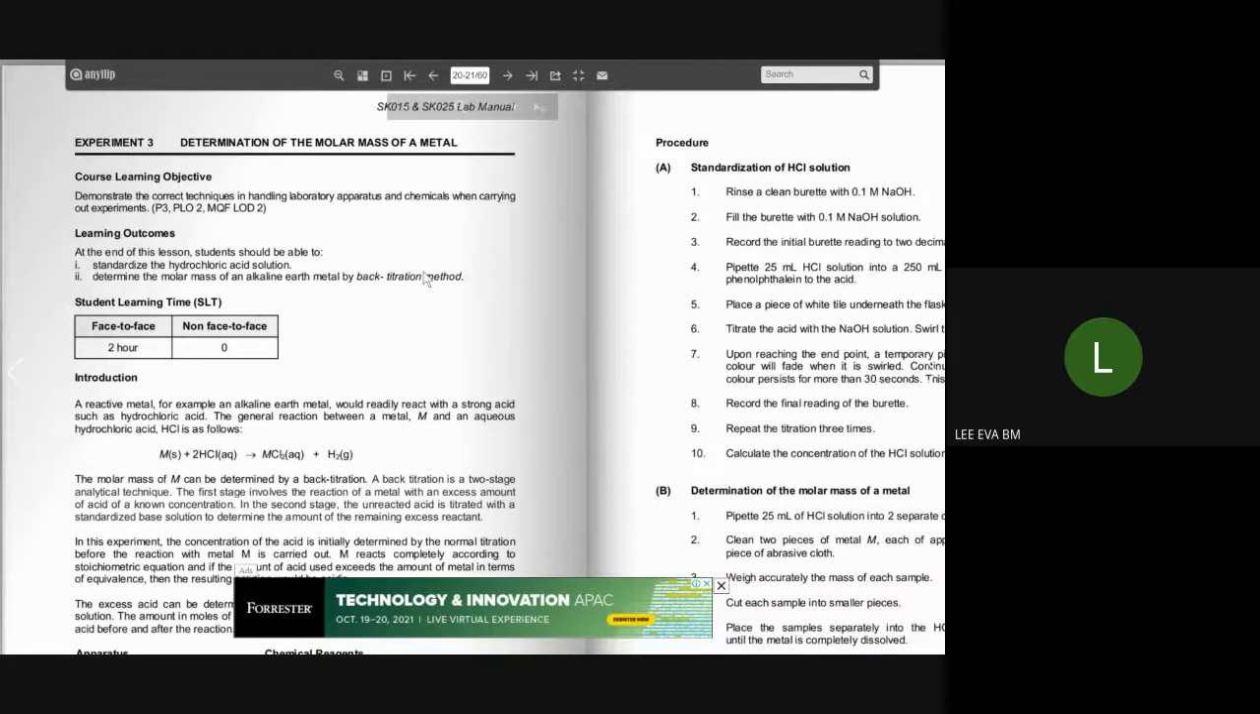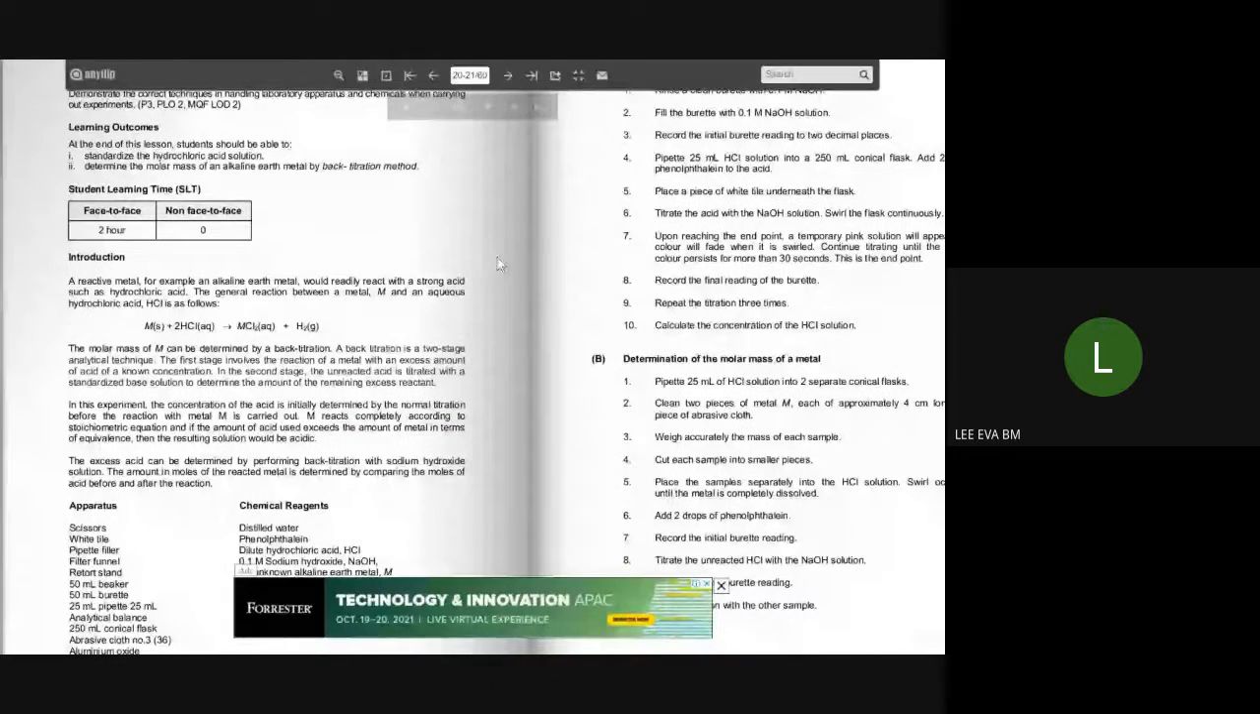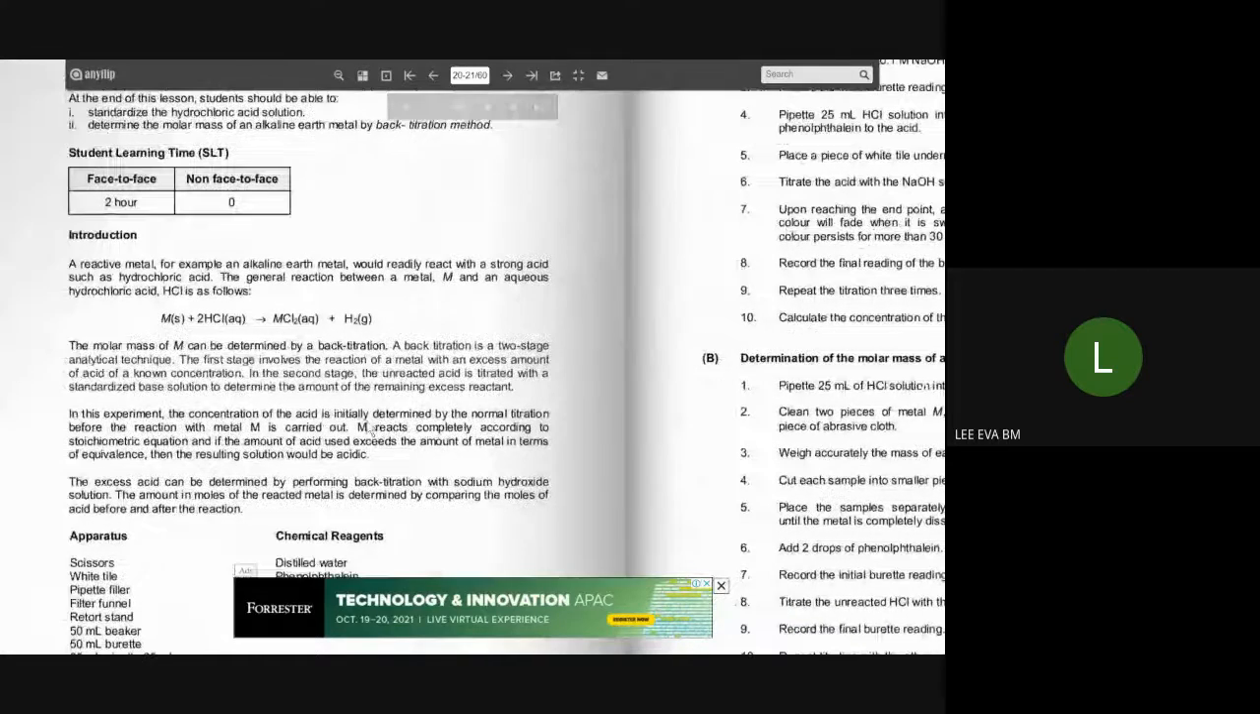For this experiment, we are still using titration. It's kind of similar to experiment 2. Therefore, you need to have your burette, you need to have your pipette, and so on. So this introduction is for you to read through. What is the content?